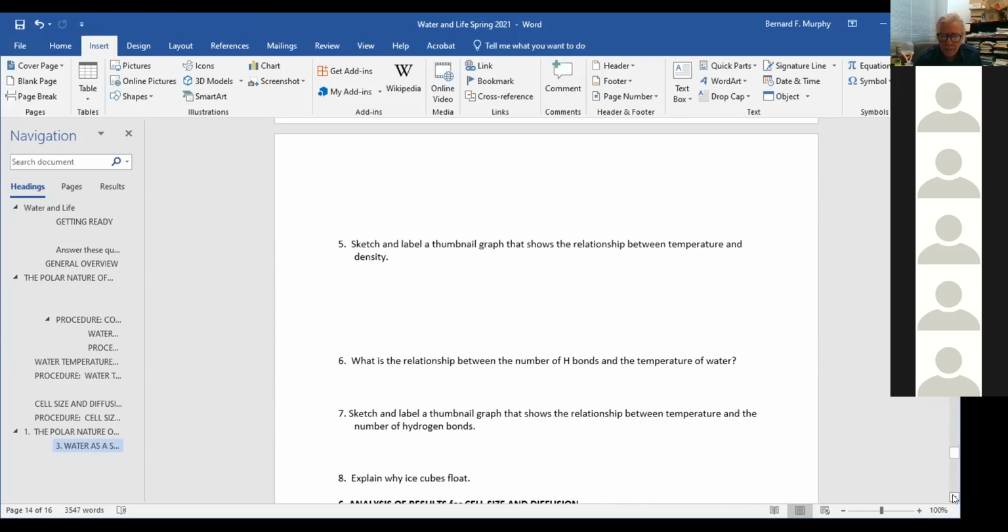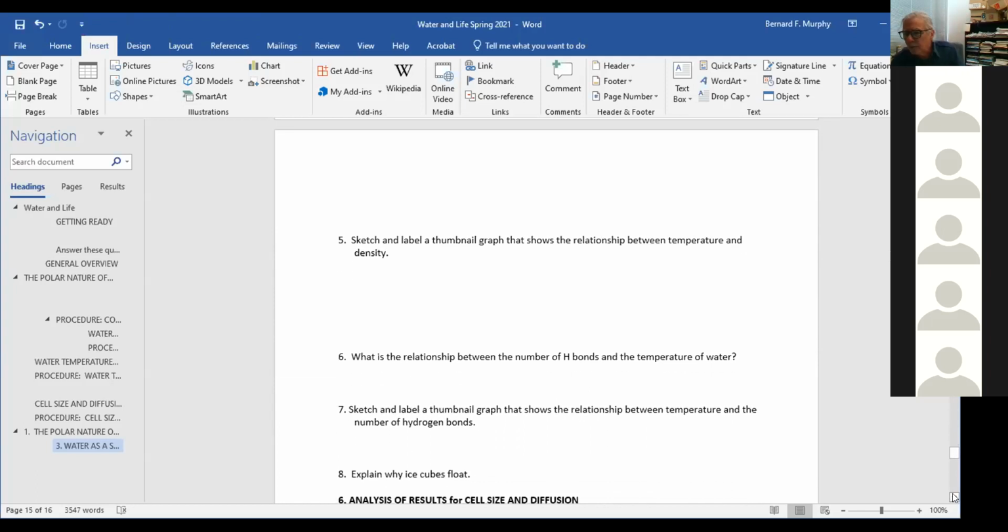Okay, now here's a thing that I would like you to draw. Number 5. Sketch and label a thumbnail graph that shows the relationship between temperature and density. So thumbnail just means by hand, just draw. And so going back to the second lab, which of these is the independent variable and which is the dependent variable? You got temperature and density.